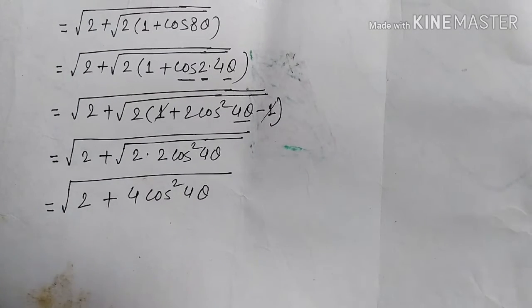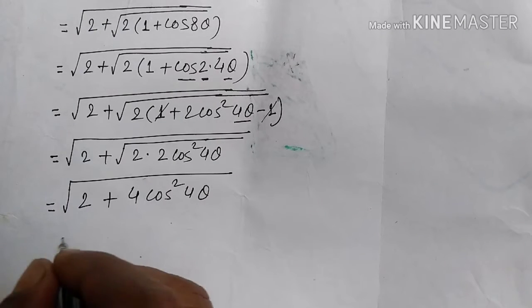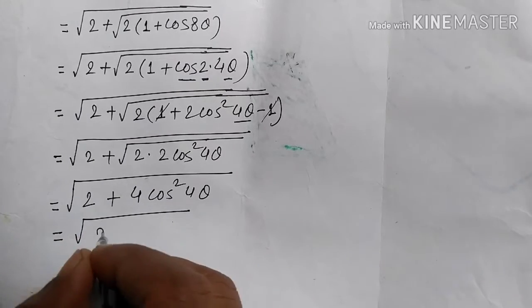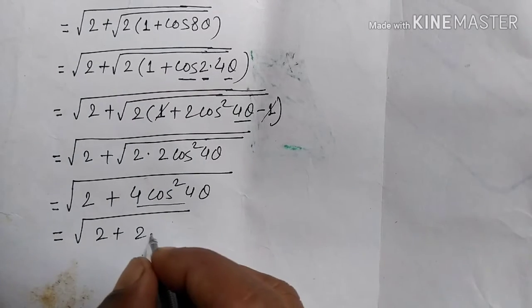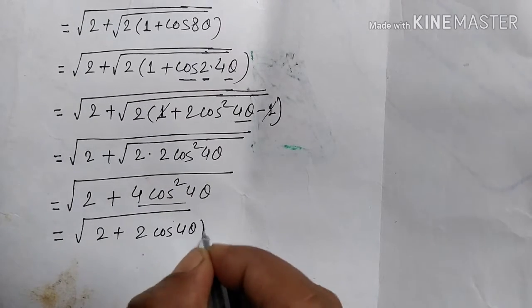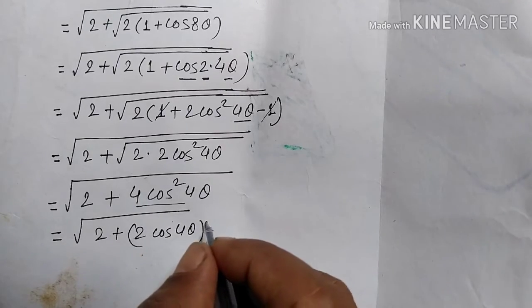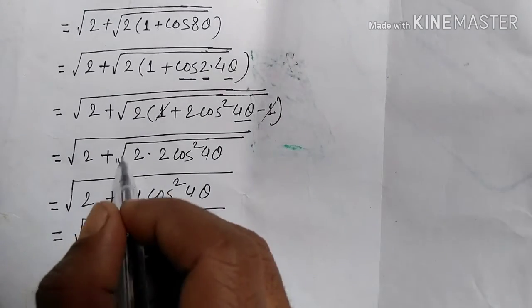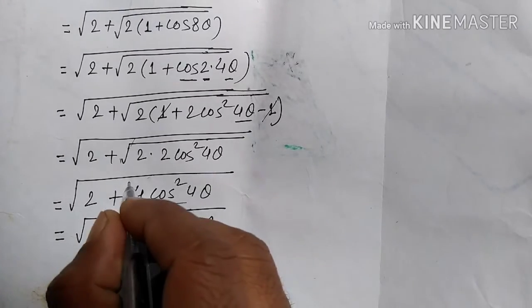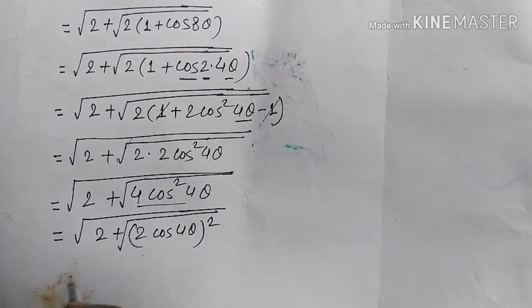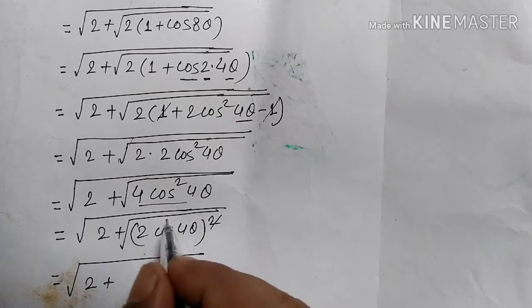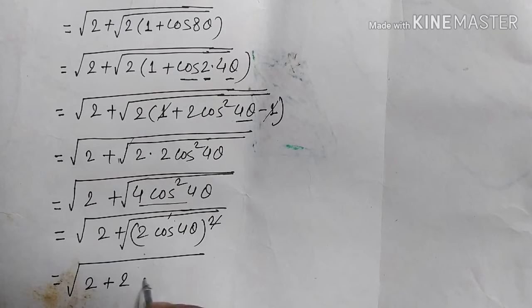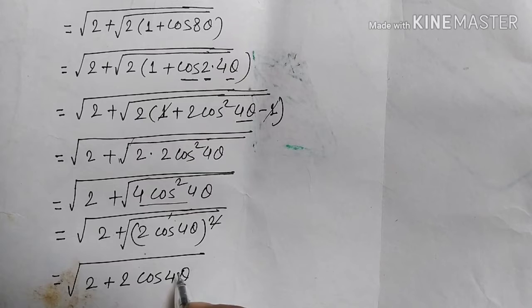Now you can see that the term under the root can be written as (2 cos 4θ) whole square, and here is the root. So this root remains the same, and the square will cancel out this one root, so we will get √(2 + 2 cos 4θ).